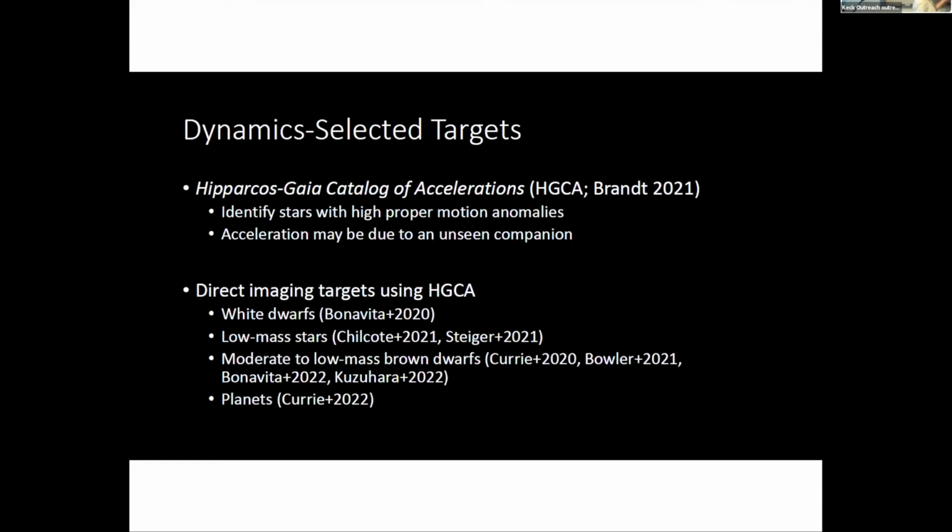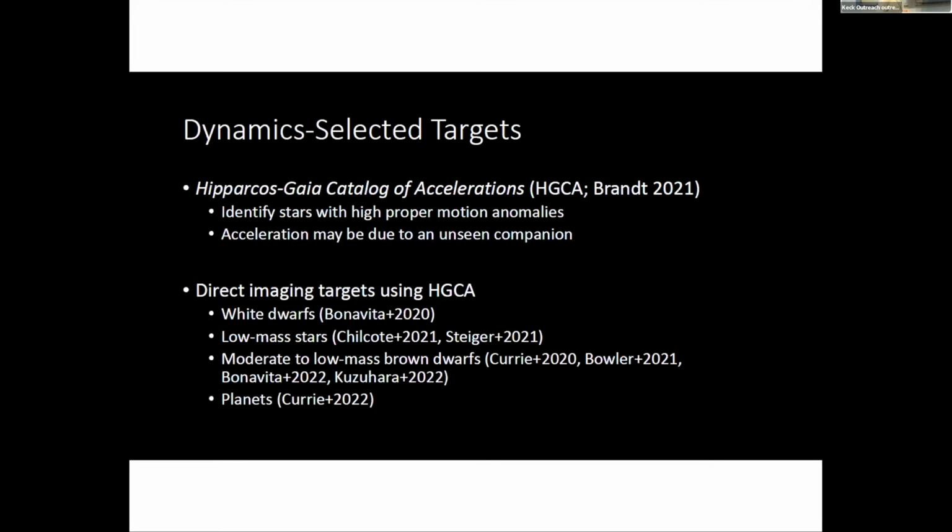And below here, we just have a few highlights that either used the HGCA itself or dynamically selected methods, or selecting targets based on their dynamics. And so you can see we found everything from white dwarfs all the way down to planets.